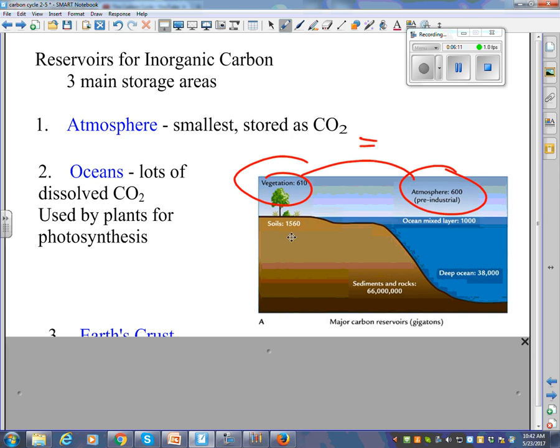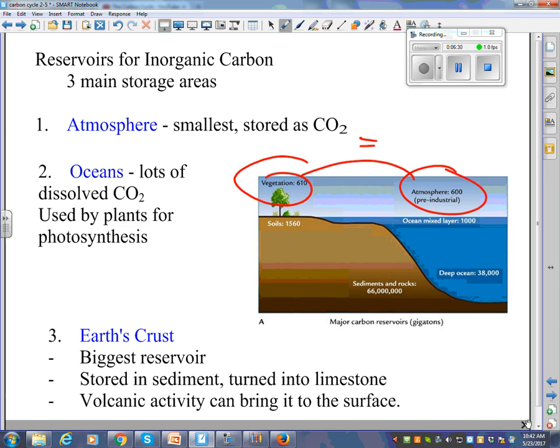About 1,560 gigatons of carbon in soil. And look at this one. 66 million gigatons of carbon in sediment and rock. So where is the most carbon stored? The Earth's crust. The Earth's crust is the biggest, by far, by overwhelming amount.